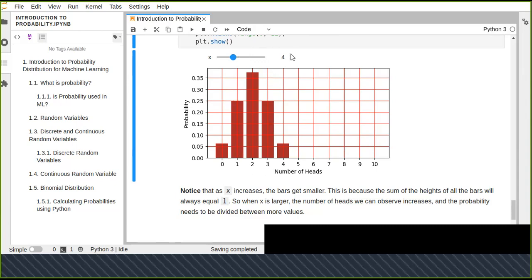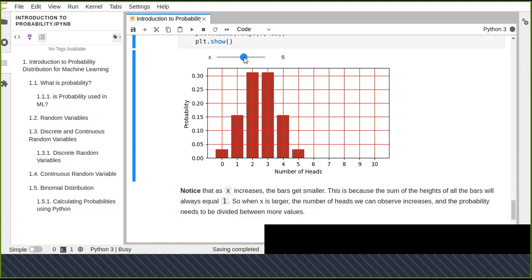For each experiment, when the number of heads is 0, it gets 0.05, 1 is 0.5, 2 is above 0.35, and 3 is 0.25, and 4 is 0.05 or 6 around. So you can increase the number of it.